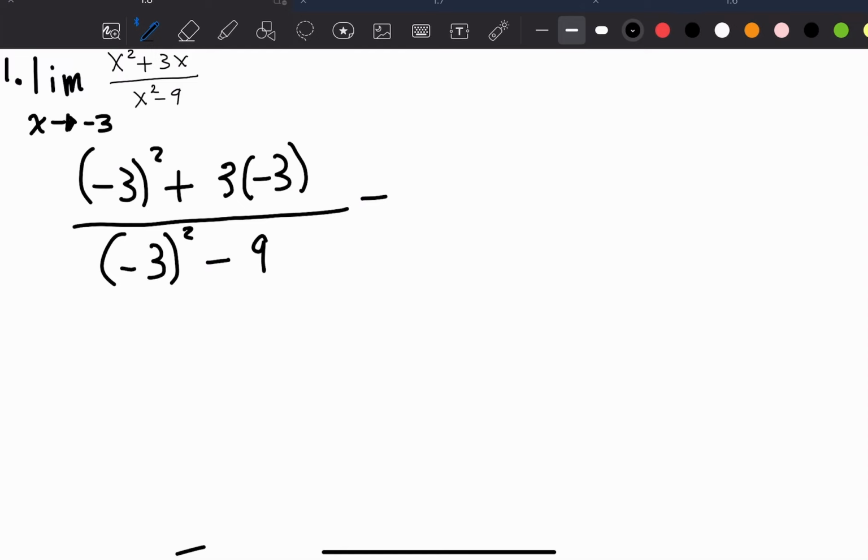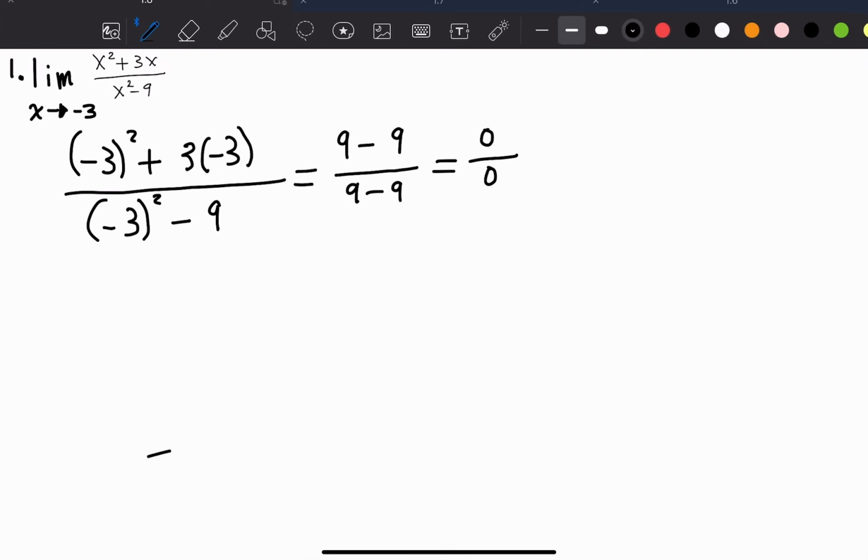So what is that? If I solve this in the numerator, I am getting 9 minus 9, and in the denominator I'm getting 9 minus 9. What is this? 0 over 0. So how do I find the limit?